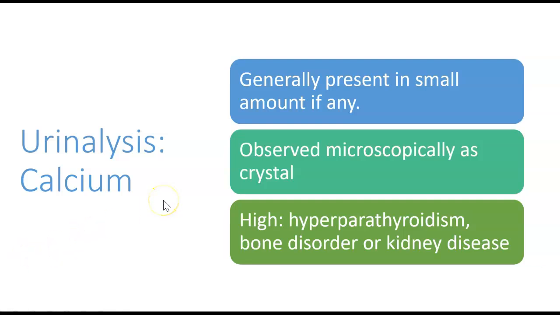Calcium, generally present in a very small amount, if any. We can actually observe this a little bit easier if we look at calcium under a microscope because you'll actually see crystals in the urine. If you have crystals in the urine or high levels of calcium using a dipstick test, that can be a sign that your parathyroid is not working correctly or it's overly working. It can indicate a bone disorder or a kidney disease.